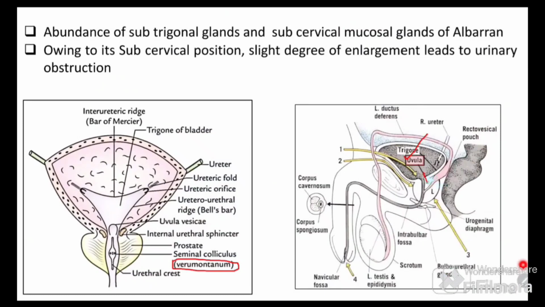Now here again you can see this was the median lobe. The median lobe makes a projection over there, and below the projection there is a crest, the urethral crest. You are seeing a projection called the uvula vesicae, and below the uvula vesicae there is the verumontanum. So this verumontanum or the uvula vesicae is produced by the median lobe.